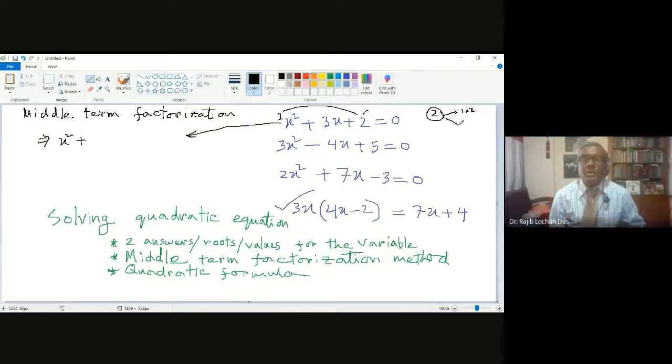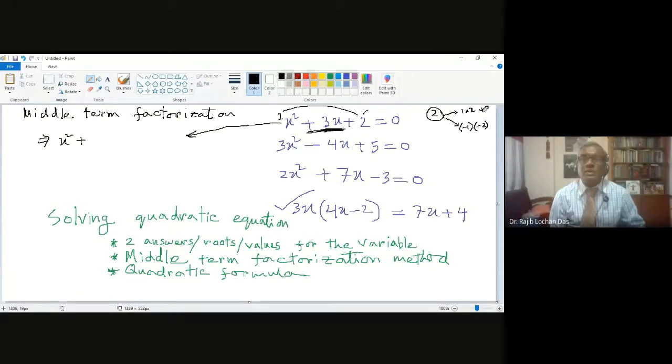Maybe another way, maybe -1 and -2. That is also possible. So if you separate these two things, only 1 and 2, then it will be 3x. 3x is the middle one. So which one will you take? -1, -2? No, because 3 is plus. So we will take +1 and +2.